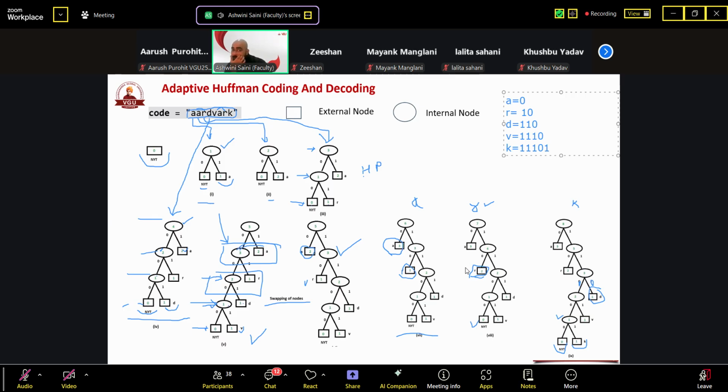Rahul was writing like 1100. I think that was changed because from here we have to update the tree. 2 will be on the right side. The issue was there was not enough space to show the last step, so that step is covered without showing it. Any issue? Please raise your question.